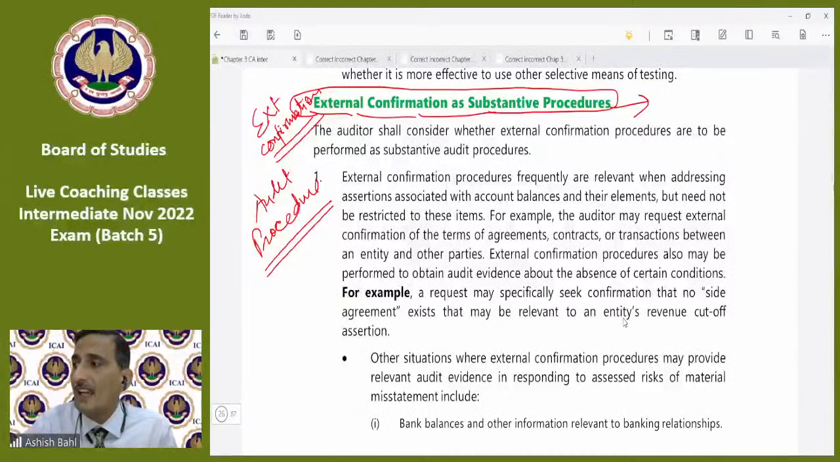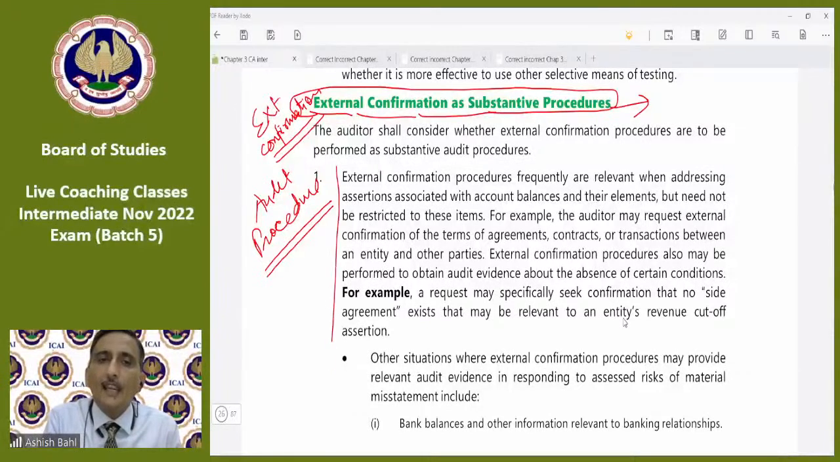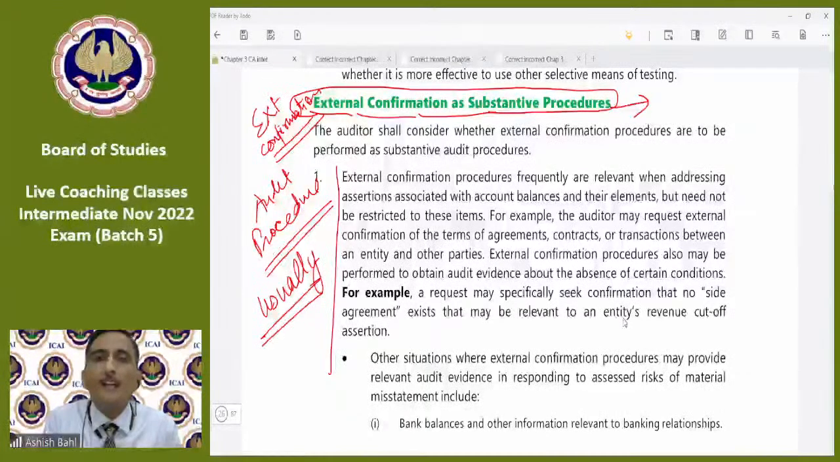So always, guys, always remember the meaning of that term. Do not ever lose sight of the meaning of that term. Go to that fundamental, and automatically other things would follow. Okay, so usually, external confirmation procedures are relevant in addressing assertions concerned with account balances, as we had discussed.